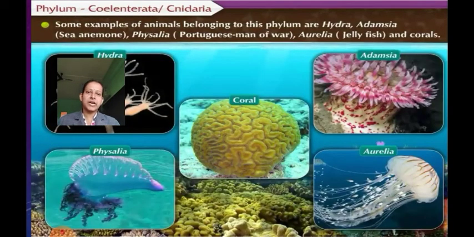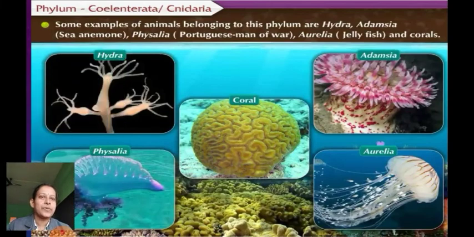Now this is regarding the cnidoblast of the Cnidaria. Some examples of animals belonging to this phylum are Hydra, Adamsia, also called sea anemone, and Physalia. You can see the Physalia, it looks like the Portuguese man of war. And Aurelia, also called a jellyfish. You can see such a beautiful jellyfish there.